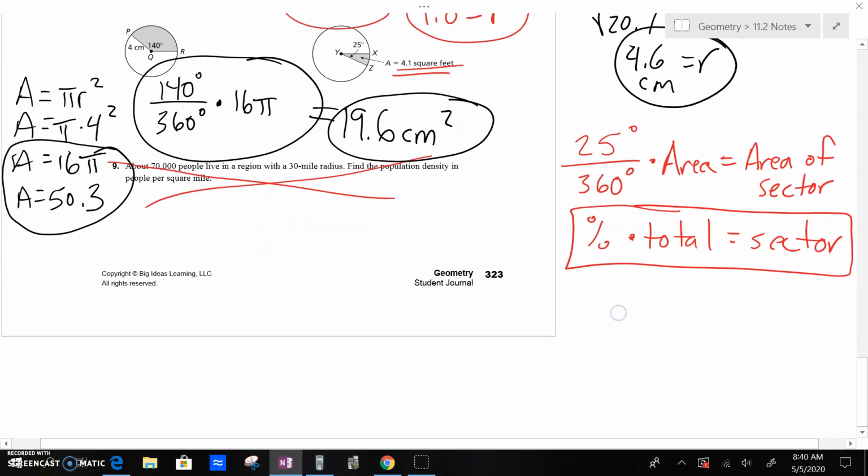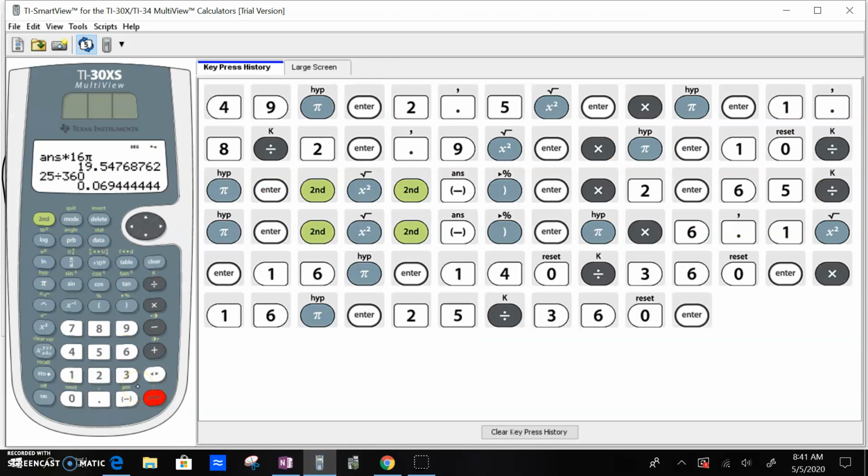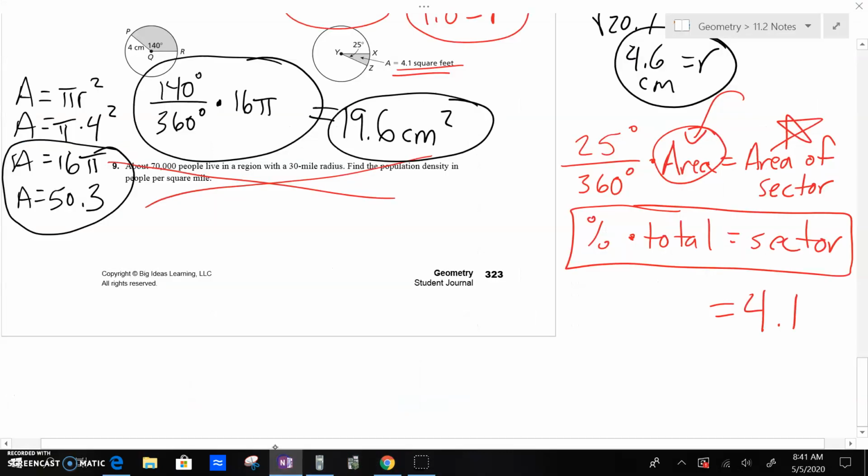And in this case, what we're after is this piece right here. We know we have the area of the sector. That's 4.1. So I'm going to put that over on the right-hand side. That's right here. 25 over 360, that's just some decimal. So let's figure out that some decimal. 25 divided by 360. 0.069444444. So let's see. 0.069. So I'm just going to write it out here. 444 times our area. And what we're after, again, is the area of the whole thing.